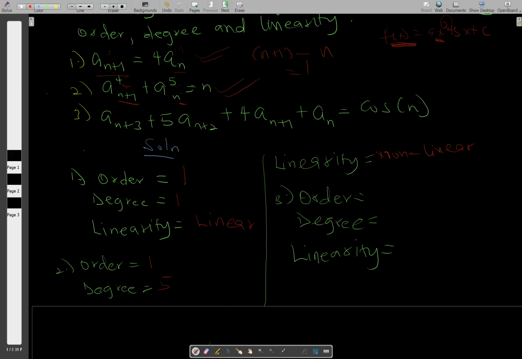Now, for the last question, for the order, the lowest term is n, and the highest term is n plus 3. So the difference will be n plus 3 minus n, which is 3. So 3 will be the order. The degree: this is to the power 1, this term to the power 1, to the power 1, to the power 1. So therefore the degree is 1. And since the degree is 1, it is linear. Okay, thank you.